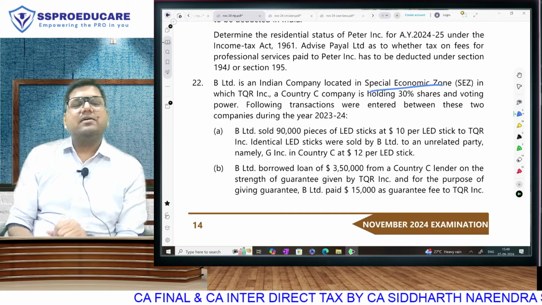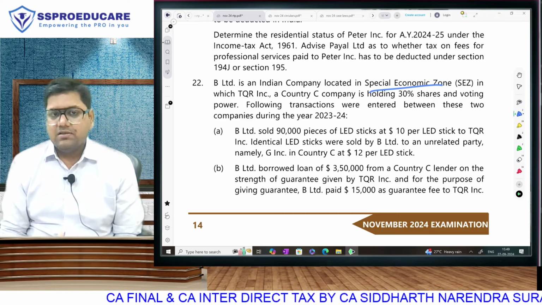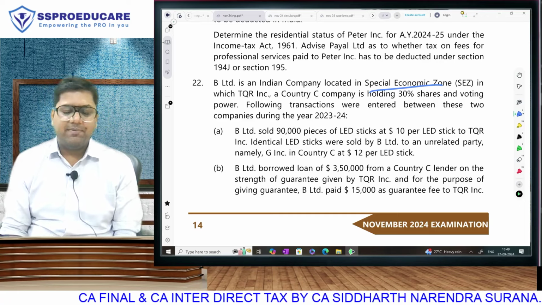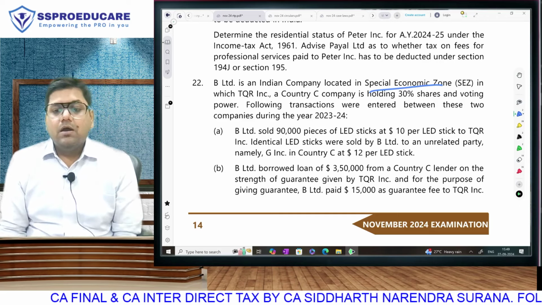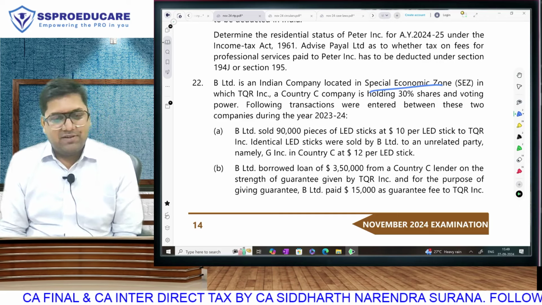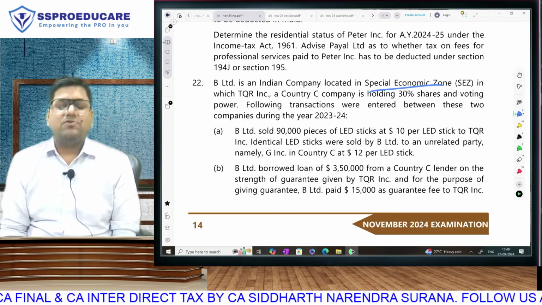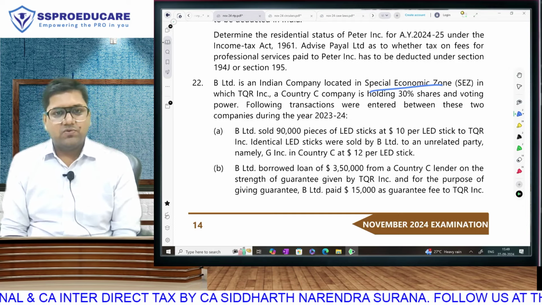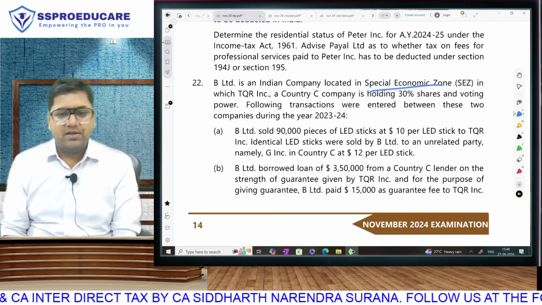I also suggest that PGBP ka jo question hai, that full-fledged question of computation of total income and tax, and that 44AD wala amendment wala partnership wala question, at least that much you should be solving. Remaining questions you can go through the solutions, and MCQs I have already solved.